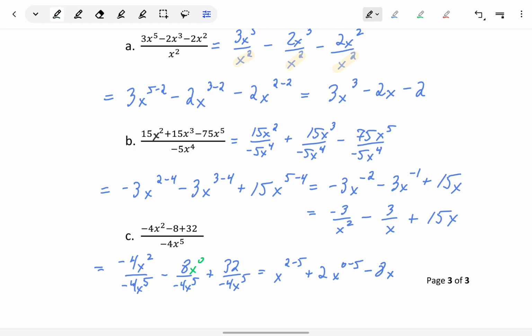Sorry about this. In the original problem, I just noticed in my notes there's supposed to be an x here as well. We had a couple of x's disappear in these problems. That should be a 32x, meaning we'll have minus 8x to the 1 minus 5, so we'll get x to the negative 3, plus 2x to the negative 5, minus 8x to the negative 4, which if we wanted we could rewrite with positive exponents, or we can leave this in terms of negative exponents.